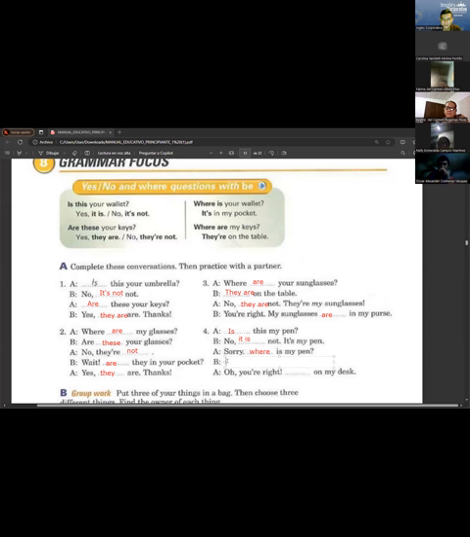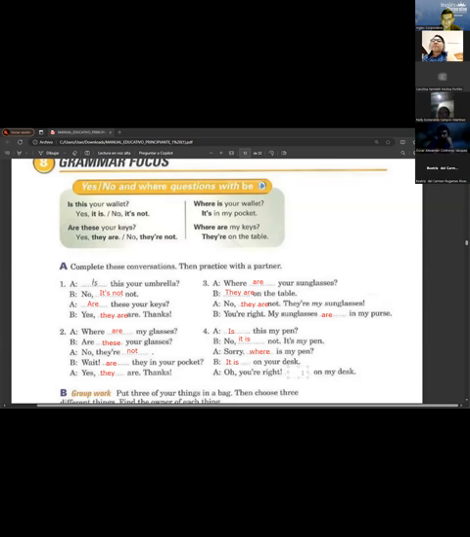All right, letter B. Está en el escritorio. Es singular. It is. Or it's. Ahí va a ser contracción. It's or it is. You're right. It is on my desk. Or it's on my desk. Puede ser in contraction or the full form.